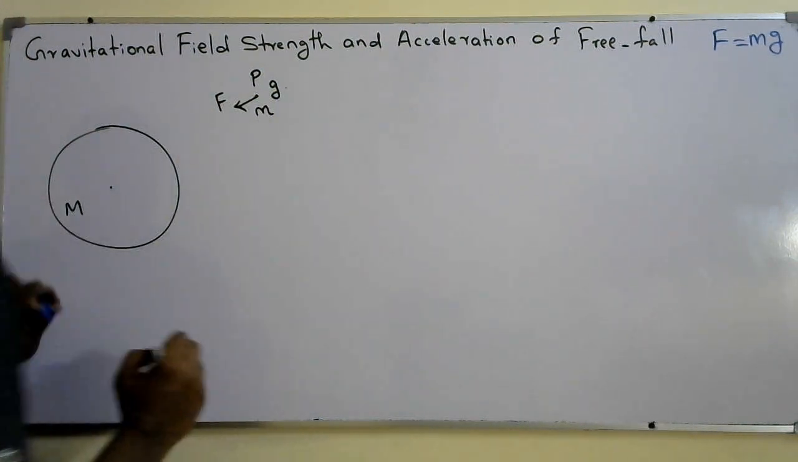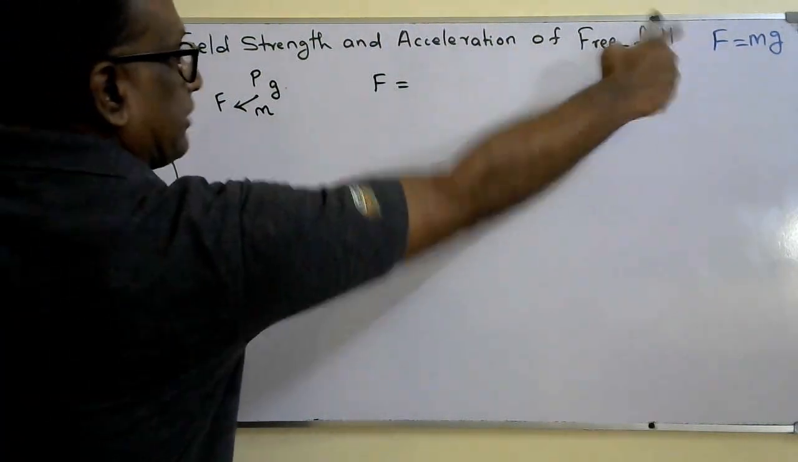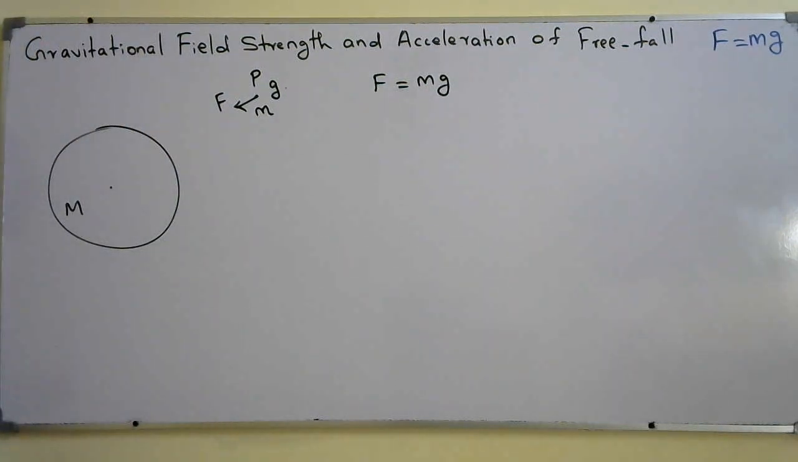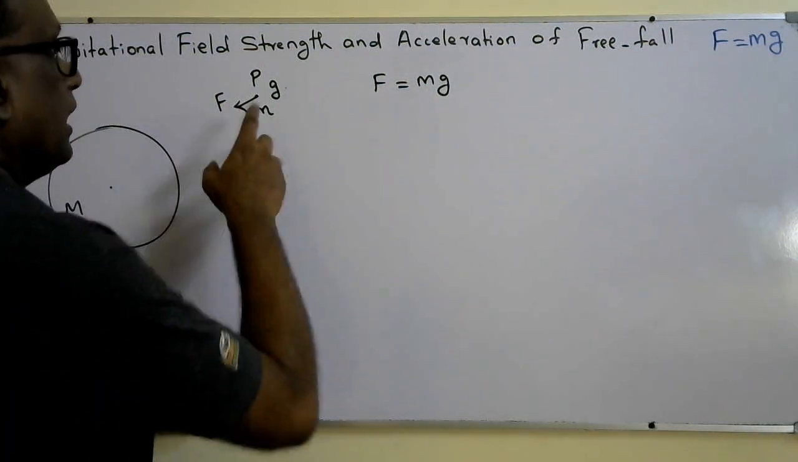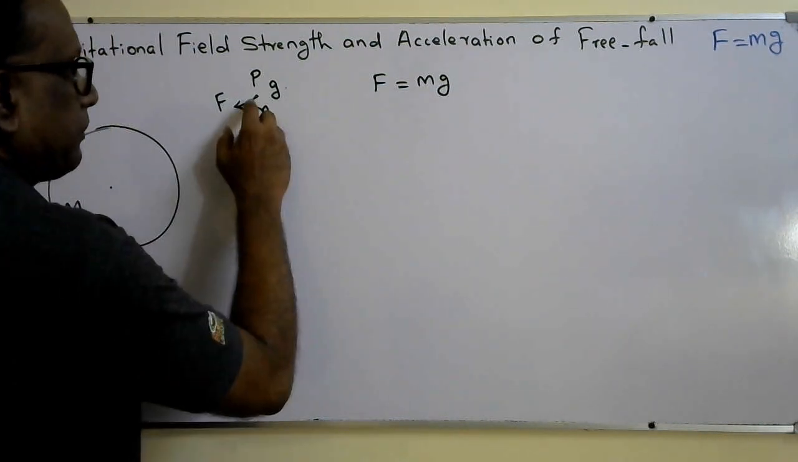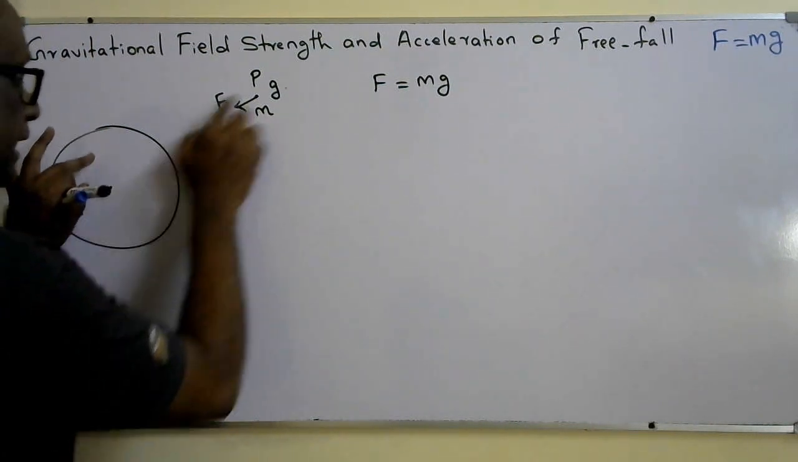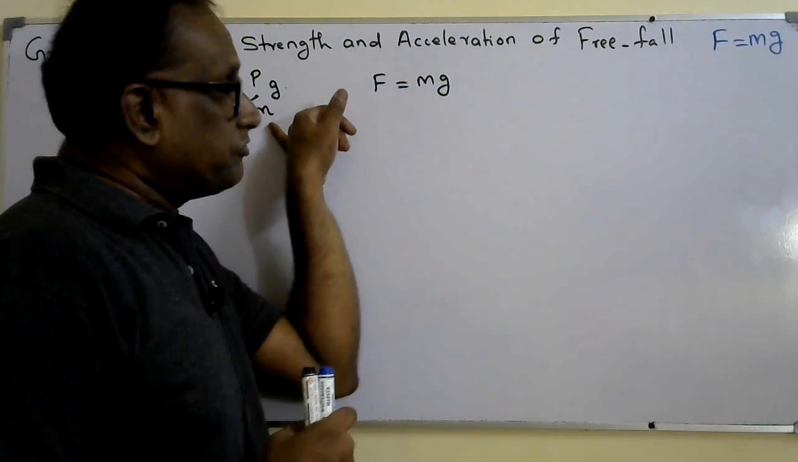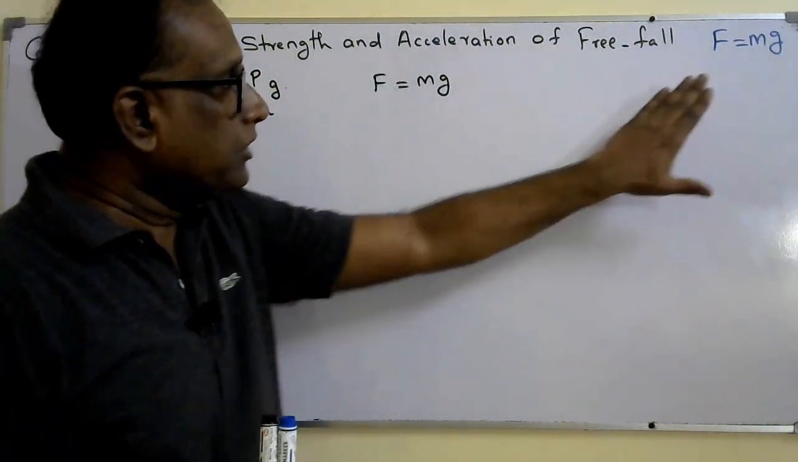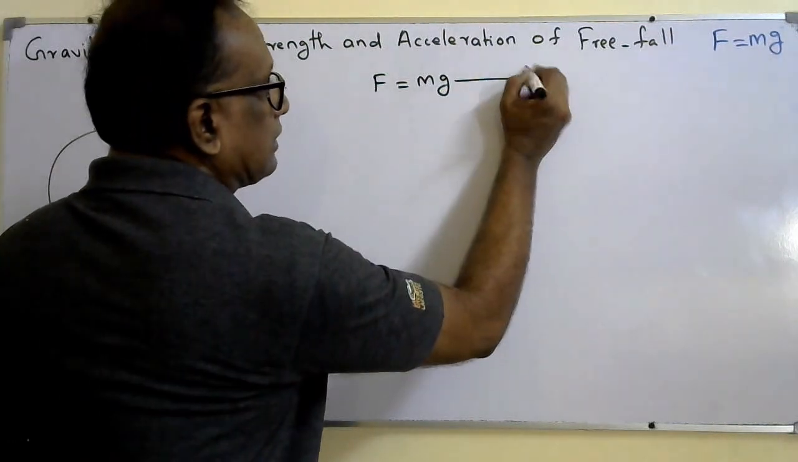So the gravitational force acting on this mass, according to the definition, is F equal mg. According to the definition of gravitational field strength, the gravitational force exerted on a small mass kept at point P, where the gravitational field strength of this planet is g, is F equal mg. Let it be the first equation, right?